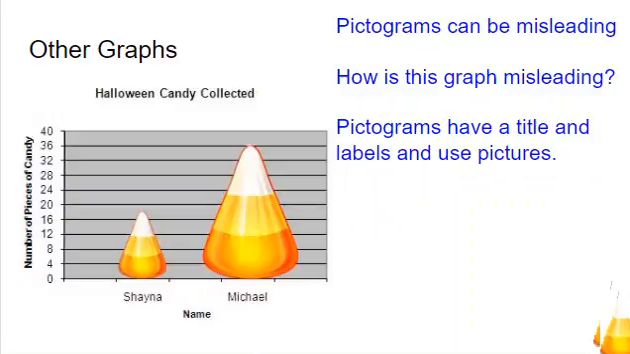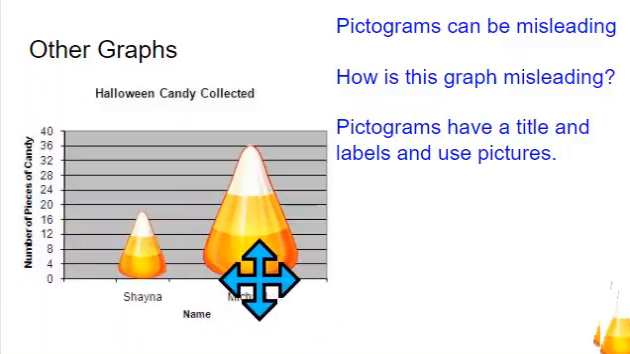Pictograms are another type of graph, but they can be misleading. So think about how this graph is misleading. Pause for a second and think about that. It looks like Shayna at Halloween, she got between 16 and 20, so probably she got 18 pieces of candy. Michael got 36 pieces of candy. And so that means Michael got twice as much candy as Shayna.